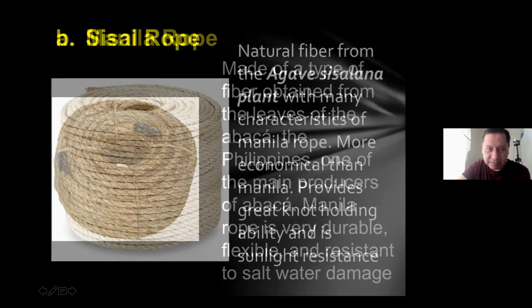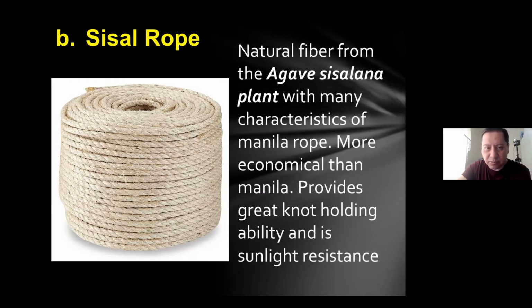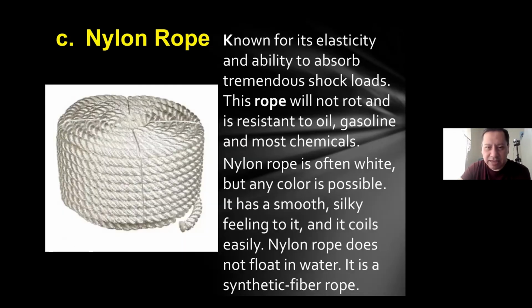Then we have the sisal rope, or sisal rope, whatever you want to call it. And this one's made out of the agave plant, Agave sisalana plant. That is similar to the Manila rope, but it's more economical than the Manila rope and provides great knot holding ability and is sunlight resistant. So it's sort of like the Manila rope, but it's made out of a different plant. Okay, so this one's a little bit easier to make knots. The other one, though, the Manila, is really tough for knots. You can't make knots very good. They become undone.